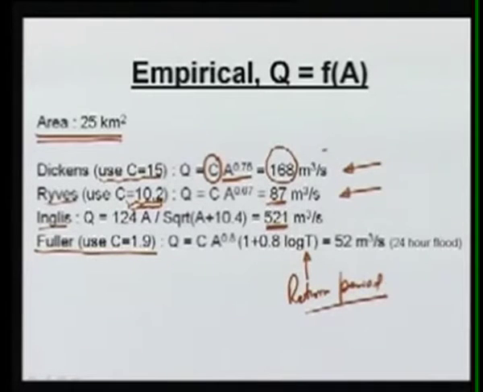So these other equations don't have any return period term included, but Q here for Fuller's equation accounts for the return period, and using a C of 1.9, which is on the higher side, we get a value of 52 meter cube per second, and this is a 24-hour flood. So using empirical equations, we can obtain a 24-hour flood or flood for any given duration, but typically these are giving us daily floods, not the 3-hour flood which we obtain from the rational method.